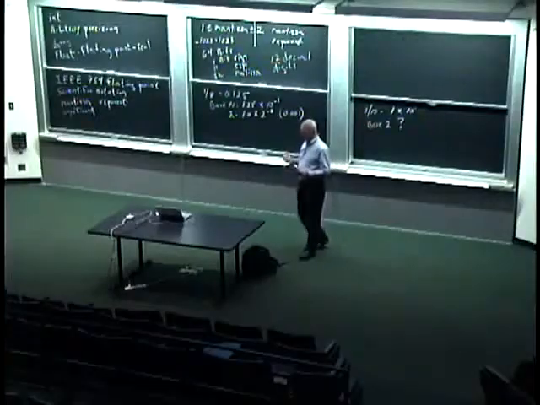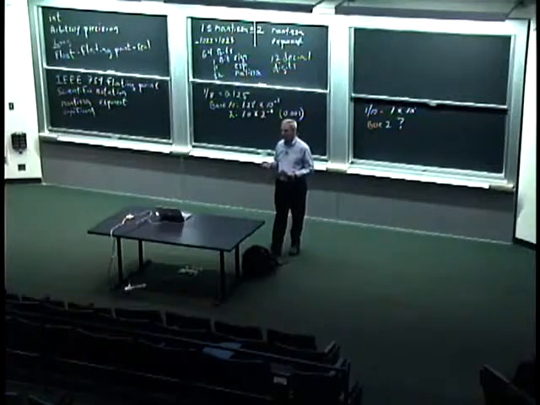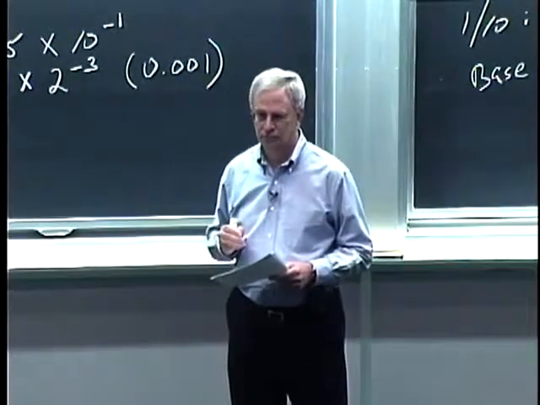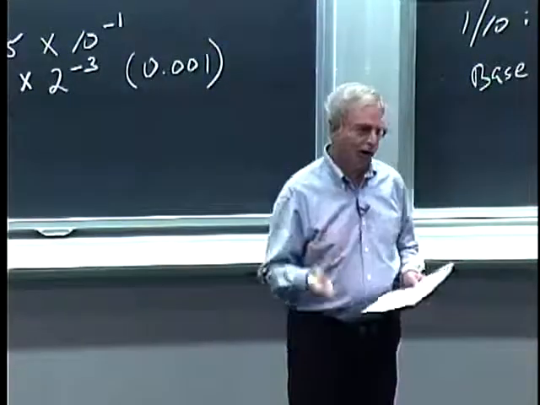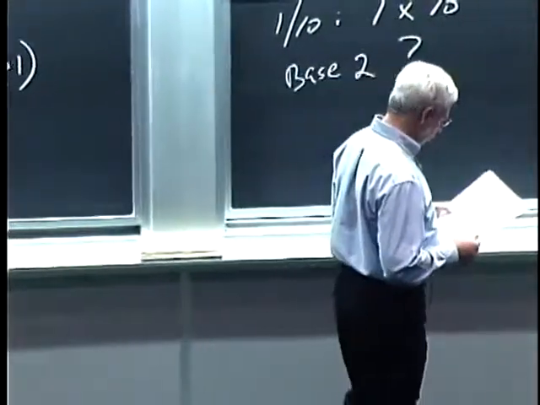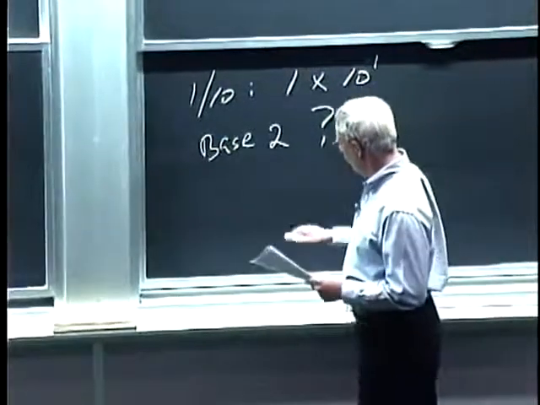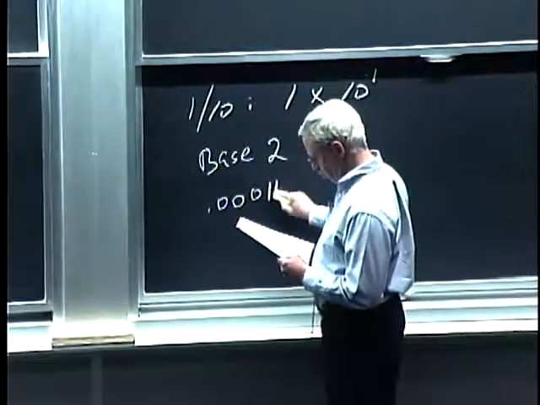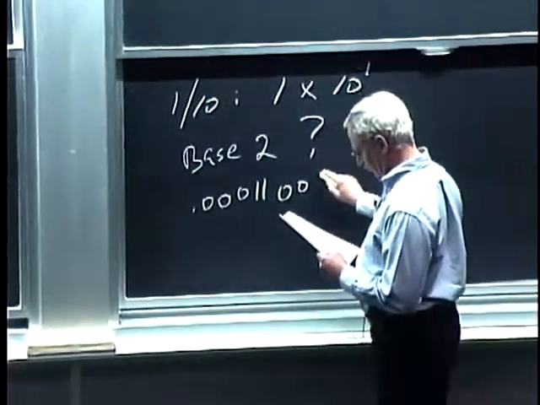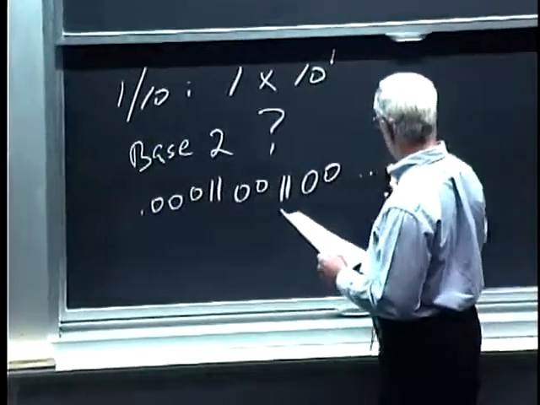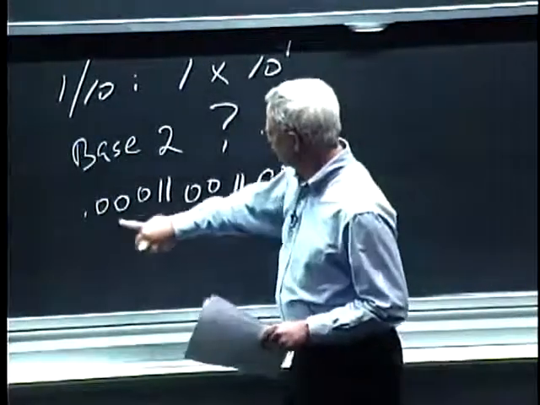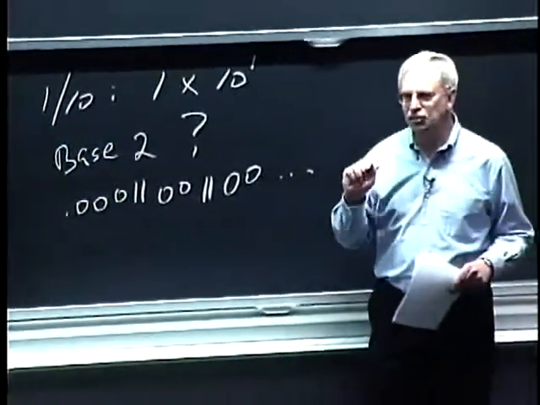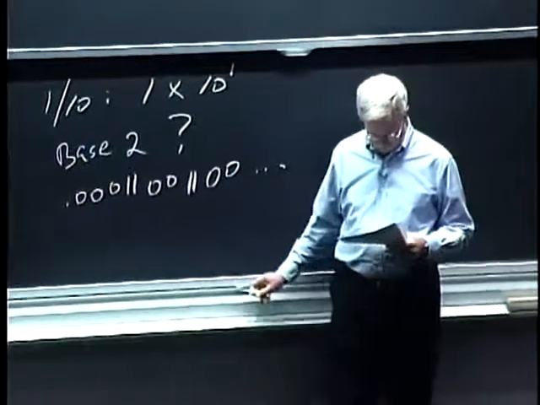There is no finite binary number that exactly represents this decimal fraction. In fact, if we try and find the binary number, what we find is we get an infinitely repeating series: 0, 0, 0, 1, 1, 0, 0, 1, 1, 0, 0, and etc. Stop at any finite number of bits, and you get only an approximation to the decimal fraction 1/10.